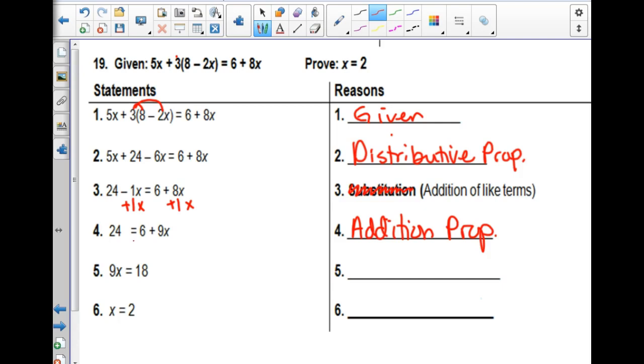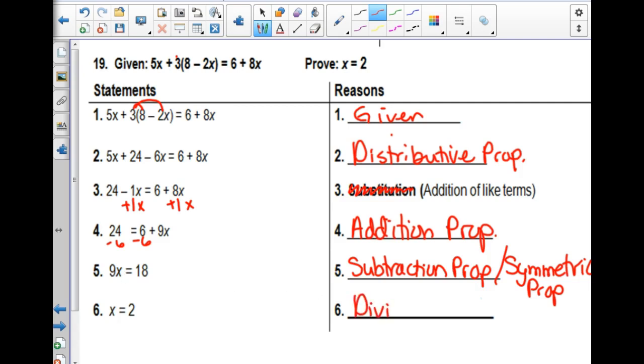First, I know they got rid of this, right? Okay, but they also did something else. They flipped it. So they did subtraction property. And what's it called when you flip it? And then they did symmetric property also. And then lastly, the x is 2 by doing division. Okay, division property.